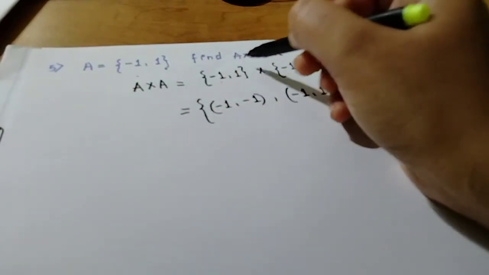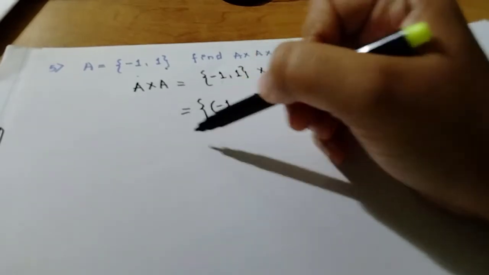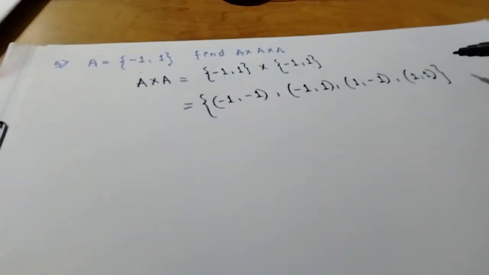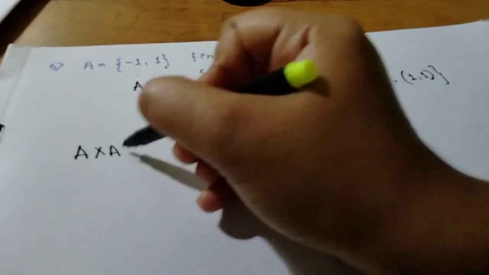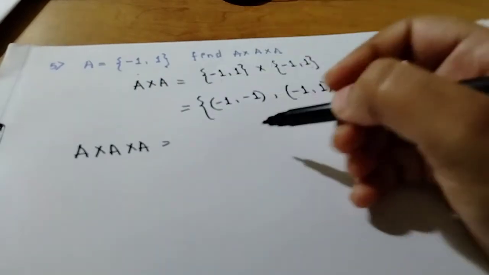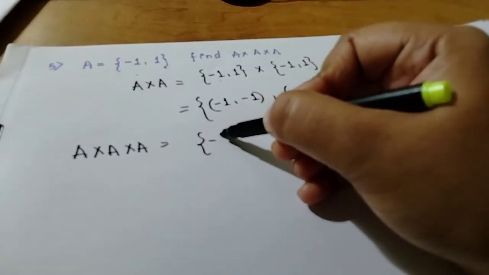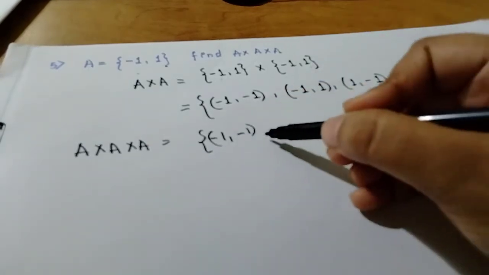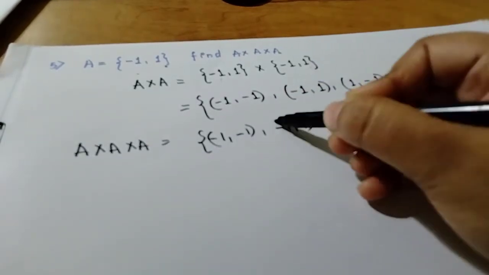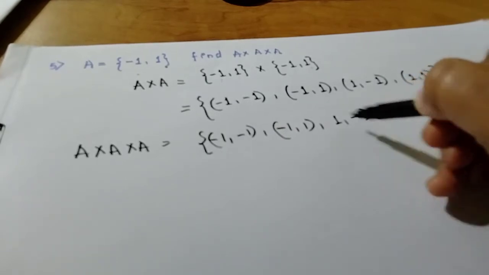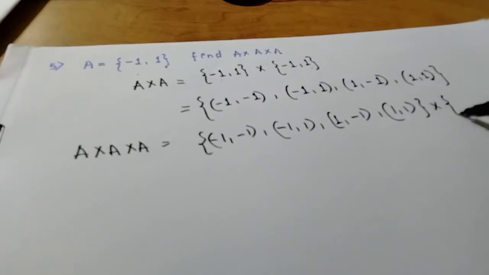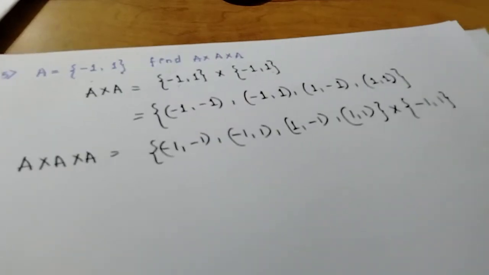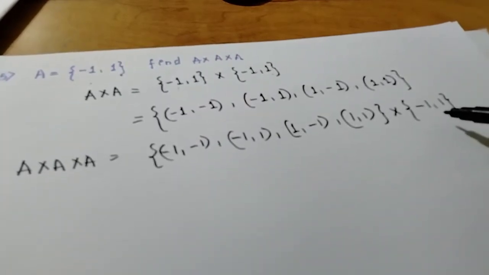So next, if you want A cross A cross A, again you have to take one more A. So A cross A cross A will be equal to what? So {(minus 1, minus 1), (minus 1, plus 1), (1, minus 1), (1, 1)} cross product with {minus 1, 1}. This is again A. So A cross A multiplied by A gives A cross A cross A.